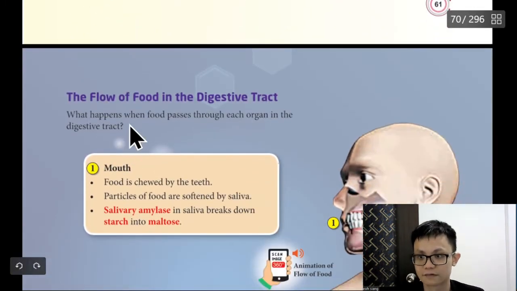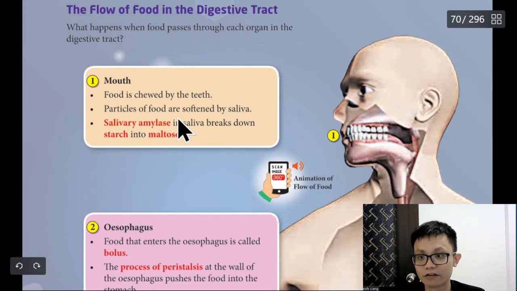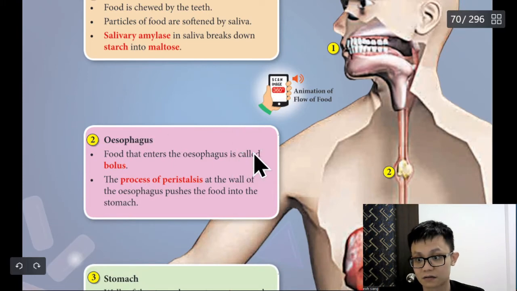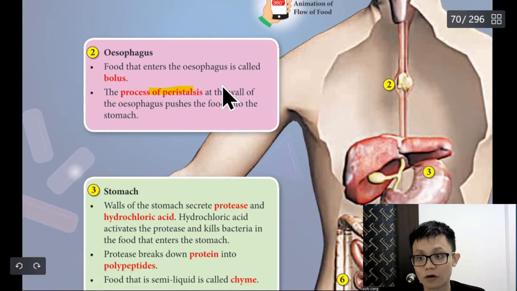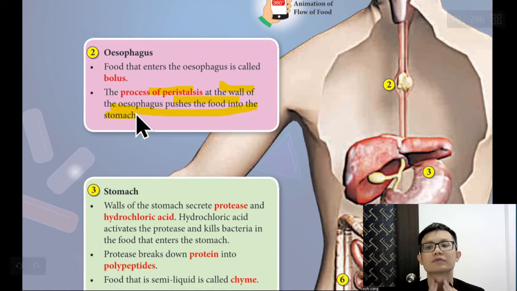Moving on. Flow of food in the digestive tract and so on. I don't want to go too much into this because this thing you need to know. Peristalsis. What is peristalsis? The wall of the esophagus pushes the food down into the stomach. Okay, the wall, the food like this, push down.